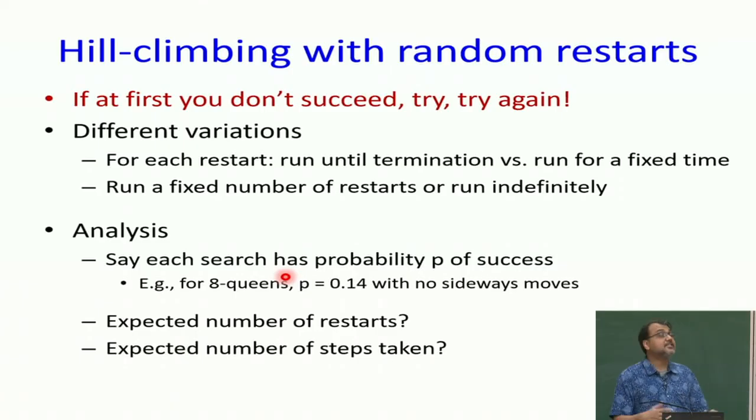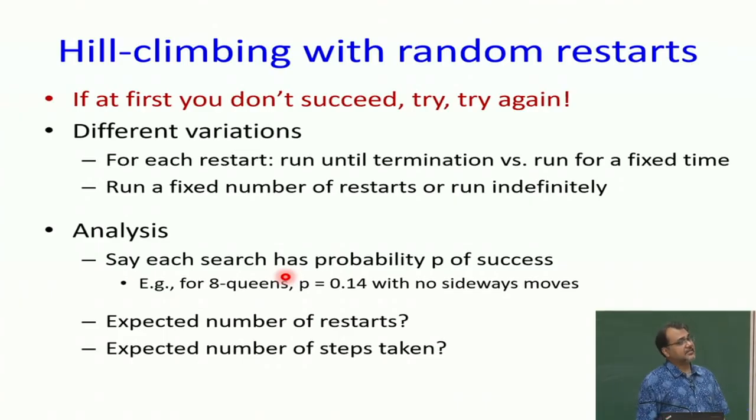For each restart, there are choices. There are lots of parameters in all these algorithms. One parameter here is, for each restart, do you go up to the greedy optimum, or do you stop in the middle and then restart? That's a choice. How many restarts do you do? Do you do a fixed number of restarts, or do you run indefinitely? That's not really a choice. That depends on the total amount of time that is given to you.